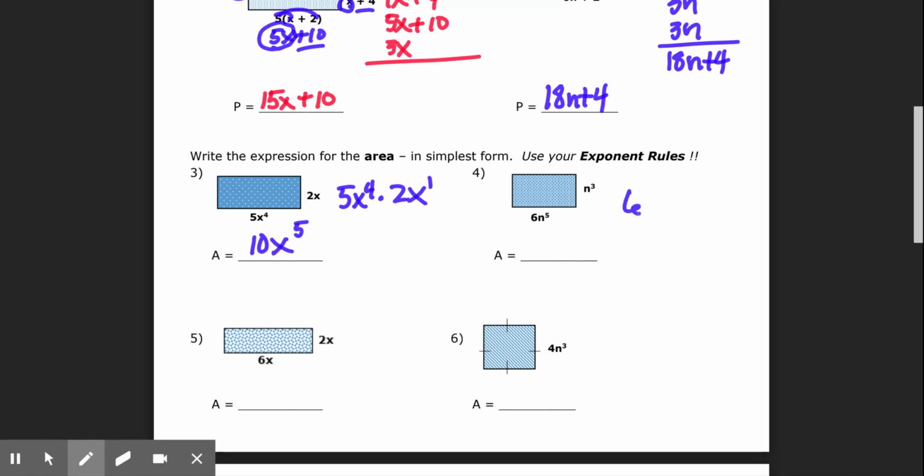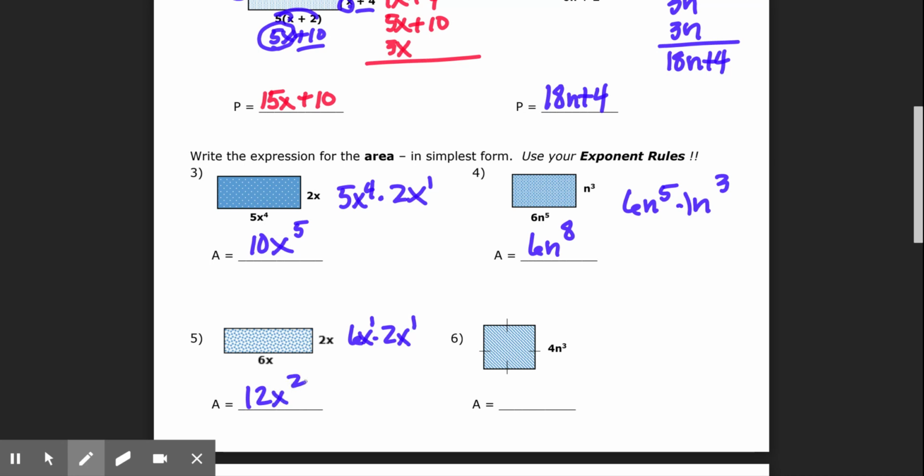Number 4, 6n to the 5th times n cubed. So basically the coefficient there is 1. So 6 times 1 is 6. N to the 5 plus 3 gives you 8. And then this is 6x times 2x. So 6 times 2 is 12. And x to the first gives you x squared.